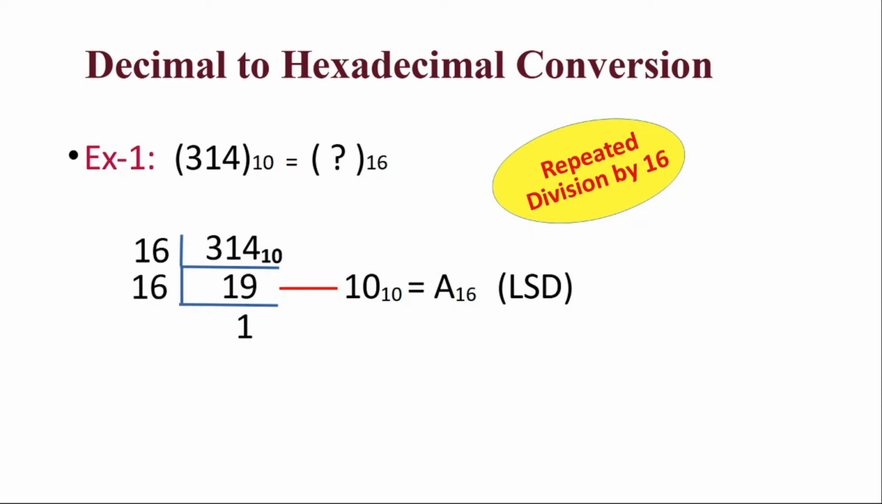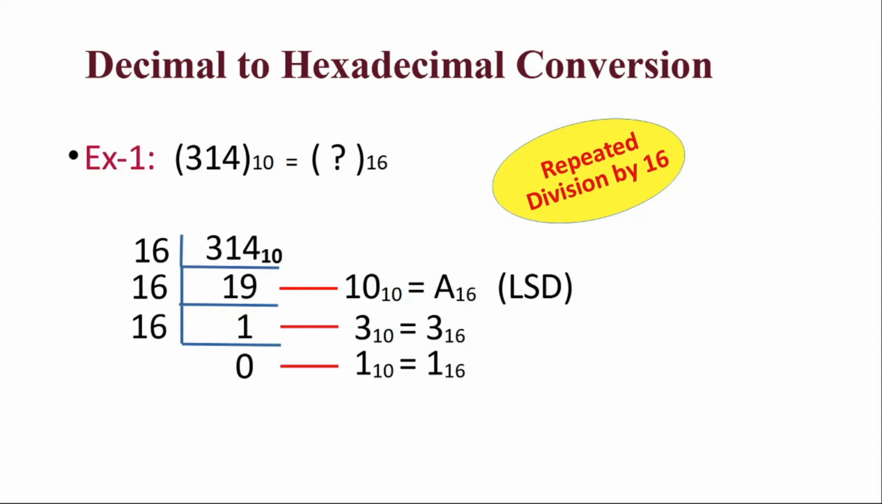After the second division operation, we get quotient equal to 1 and remainder equal to 3. This 3 in decimal system is also equal to the 3 in hexadecimal system. Now after the third division operation, we get quotient equal to 0 and the remainder equal to 1. This 1 in decimal system is also equal to 1 in hexadecimal system. Now this 1 is the most significant digit here.